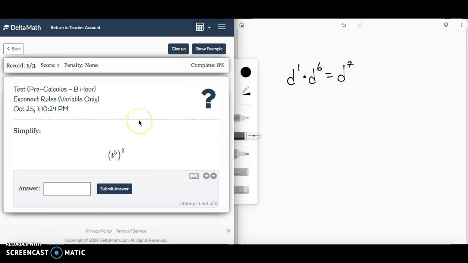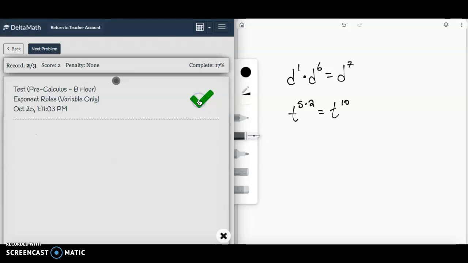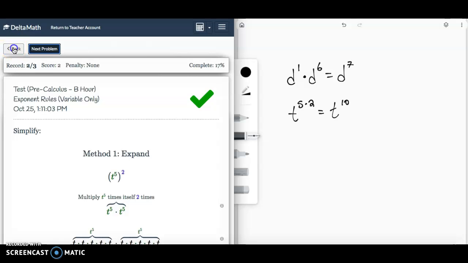Let's go ahead and do one more. So this one, when you have an exponential expression to another power, which we often call a power to a power, what you do is you multiply the exponents. So if I have t to the 5th squared, that means I'm going to multiply my 5 and my 2, and then I'll end up with t to the 10th. Whenever you have an exponential expression with another exponent already on it, you multiply those. So we get t to the 10th. Lovely. All right, so those are those types of problems.